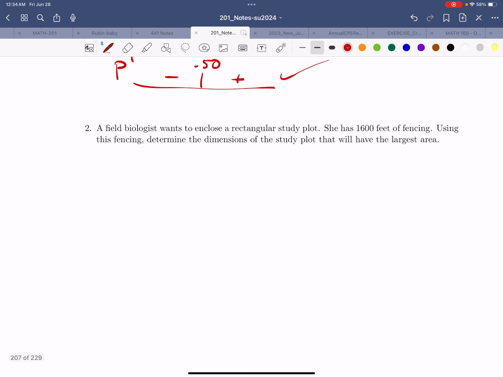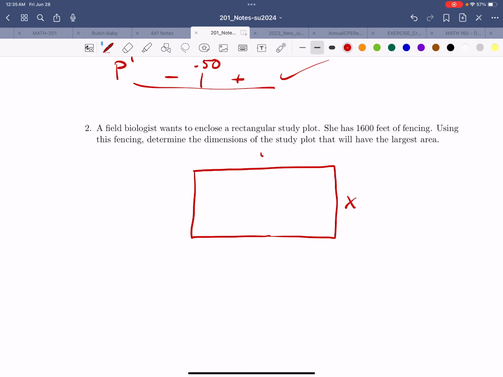Let's take a look at number 2. A field biologist wants to enclose a rectangular study plot, 1,600 feet of fencing. Now, this isn't quite as bad. This is similar to that first example that we did. We don't have to worry about that non-material side, with the river or whatever. Anyway, it's the same sort of thing. You just do that.